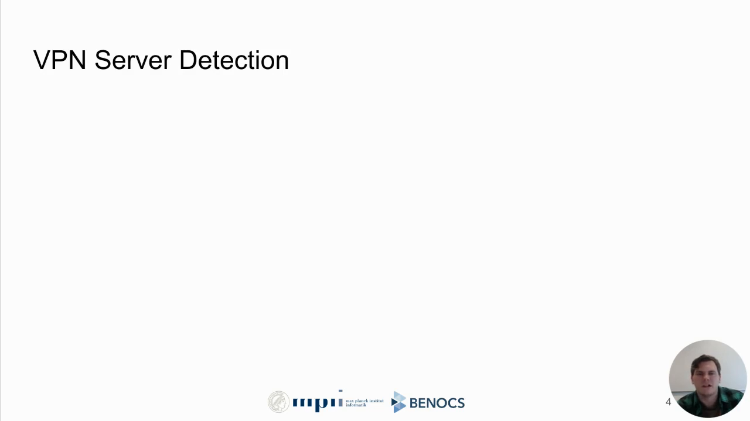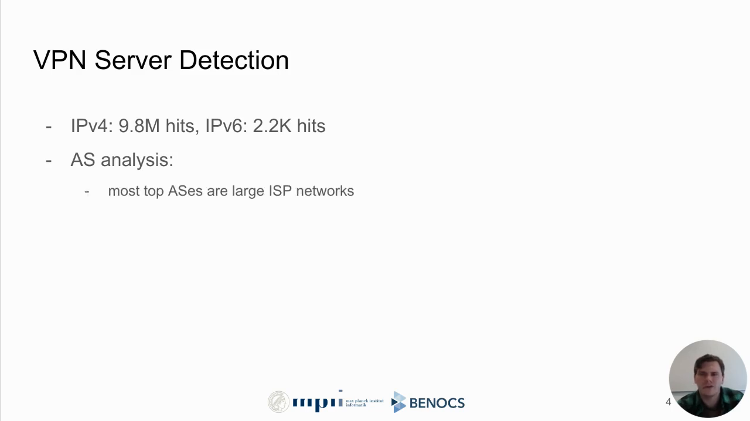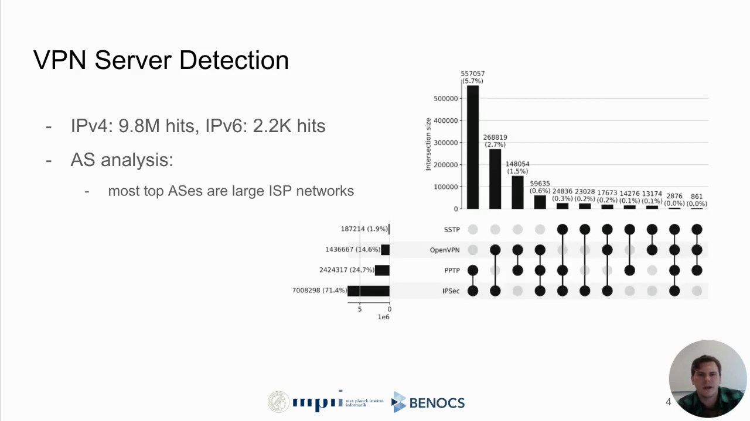Now, to break down the results of our VPN server detection, we detected 9.8 million servers for IP version 4 and around 2.2 thousand servers for IP version 6. We also had a look at their ASs, and we found that most of them, especially the top ASs, are large ISP networks.